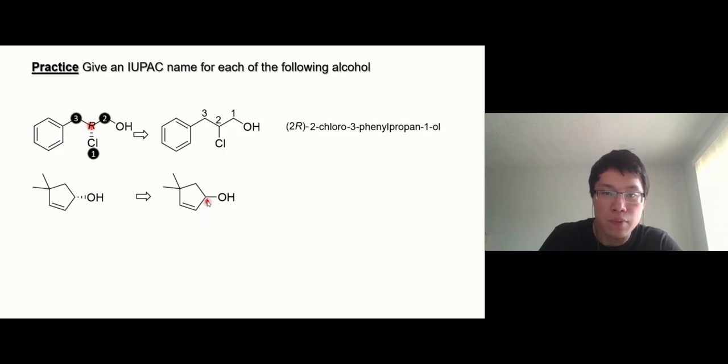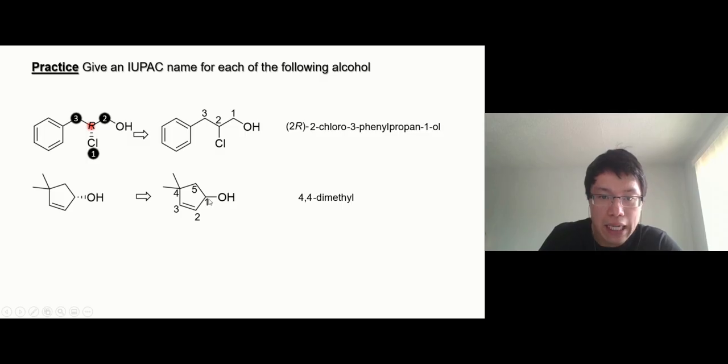So alcohol is carbon 1, then 2, 3. We don't go the other way, otherwise the alkene would get a higher number. So 1, 2, 3, then 4 and 5. All right, so we have 2 methyl groups on 4. So we go 4,4-dimethyl.